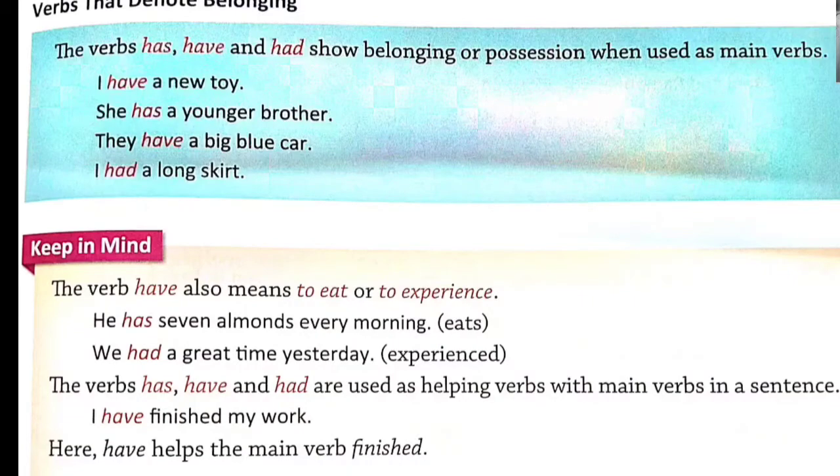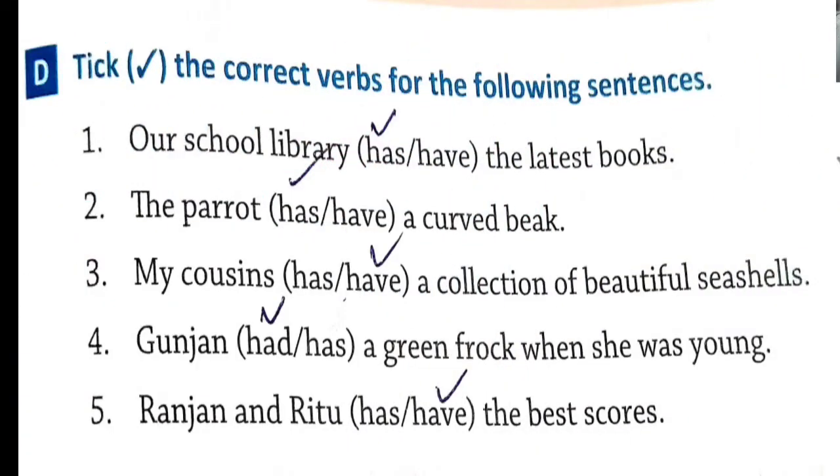Okay, next page. Exercise D, tick the correct verb for the following sentences. Number 1, our school library, has or have, the latest books. You can see school library is a singular subject, library is singular, that's why you have to use has. Our school library has the latest books.